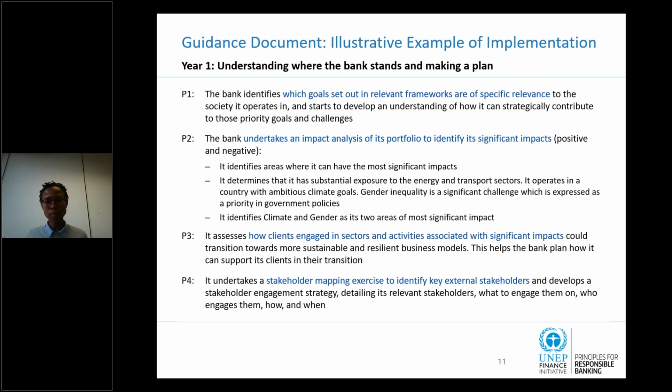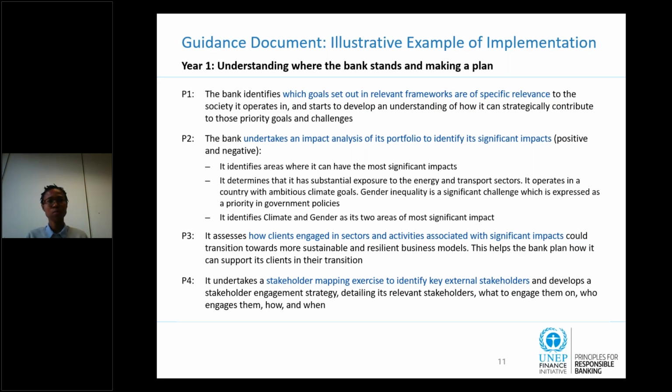So as we move into year one, it's very much around understanding where the bank stands and making that very initial plan. It's about pausing and understanding and stepping through each of the principles to understand more deeply what you can do and to build that initial plan.